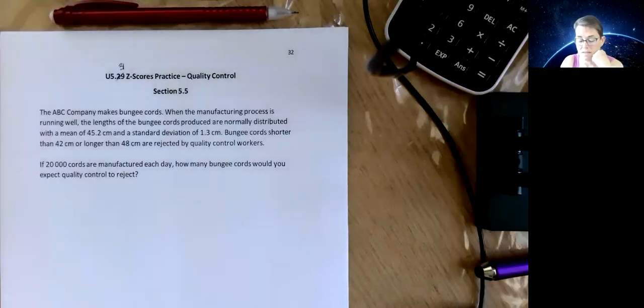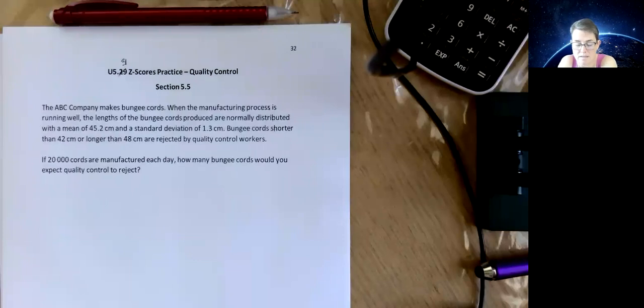All right, so here's the deal. The ABC company makes bungee cords. When the process is running well, the lengths of the bungee cords produced are normally distributed. Obviously I copied these out of a book because I keep forgetting to say that. So we've got a normal distribution with a mean of 45.2 and a standard deviation of 1.3.